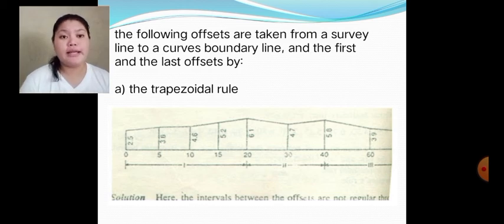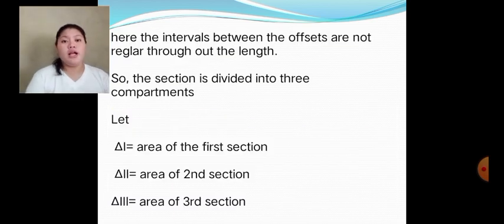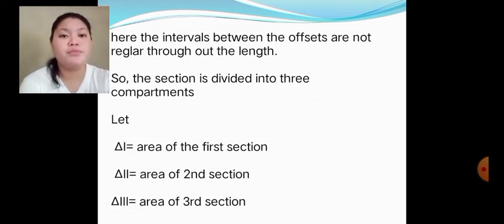So next, the following offsets are taken from a survey line to cross a boundary line, and the first and the last offsets by a trapezoidal rule. Okay, so here the intervals between the offsets are not regular throughout the length. So the section is divided into 3 compartments. So let us find the area of the first section, the area of the second section, and the area of the third section.